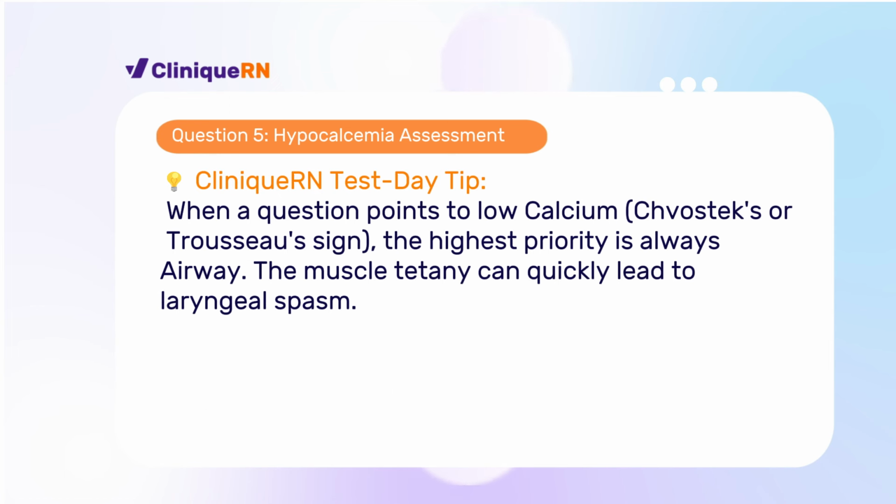Clinique RN test day tip. When a question points to low calcium, Chvostek's or Trousseau's sign, the highest priority is always airway. The muscle tetany can quickly lead to laryngeal spasm.